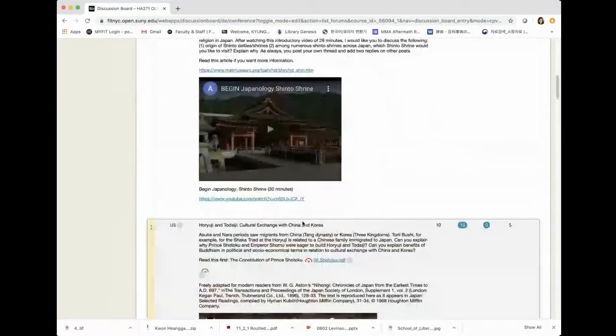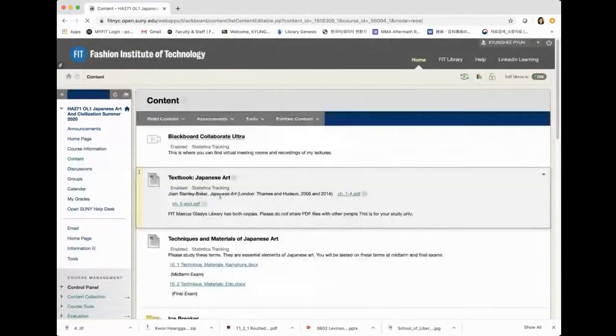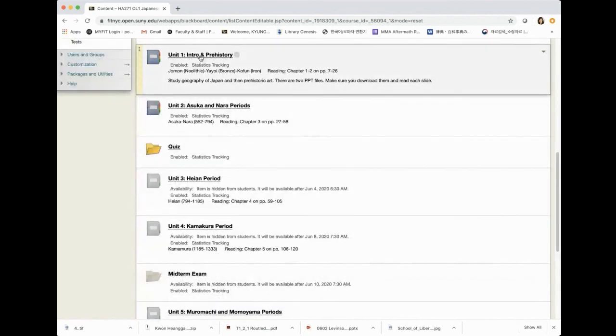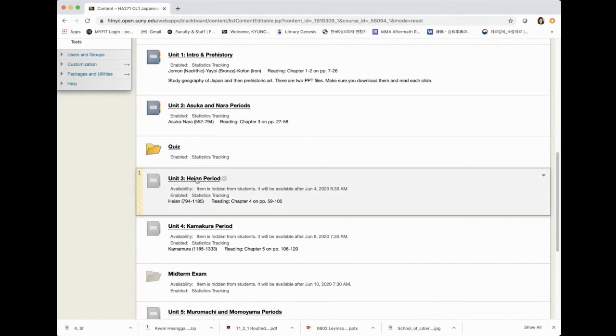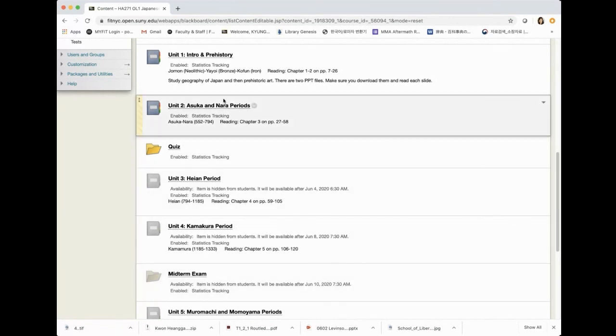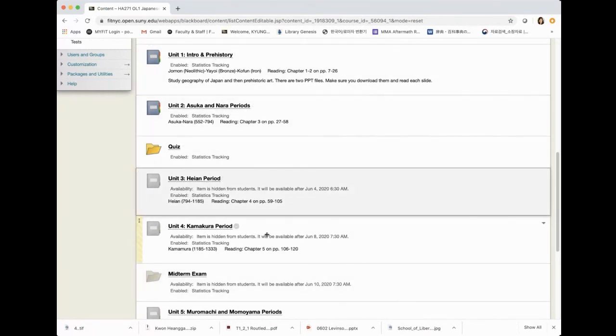After your discussion, you can take the midterm exam. That's the idea. Together you get 4 days. You finish your Kamakura period, and then maybe save 2 days. You spend 1 day going over prehistory, Asuka, Nara, and Heian periods. The midterm exam does not include Kamakura, so that you can focus on prehistory, Asuka, Nara, and Heian.